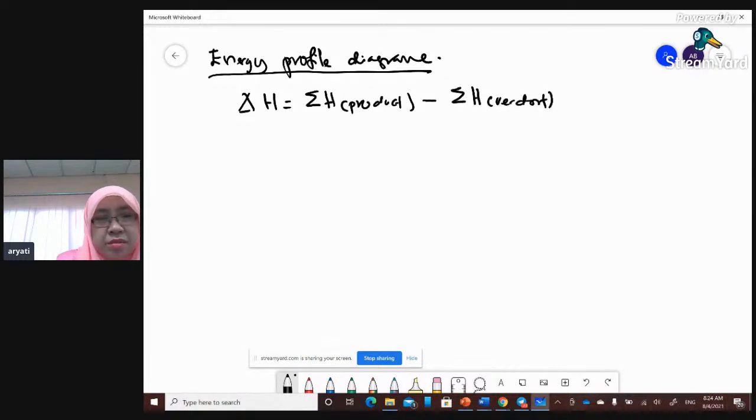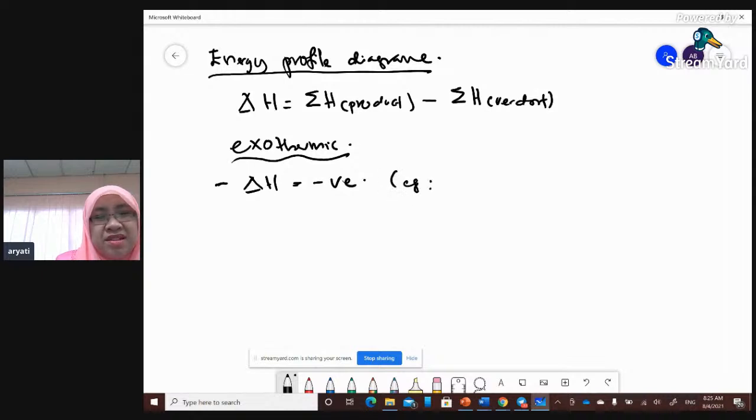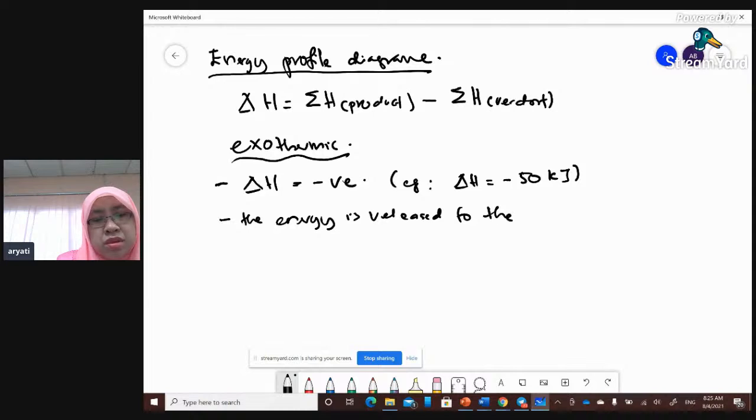Okay, so kita belajar dulu nak balas exothermic. Exothermic, ciri dia yang pertama ialah the value of delta H is negative. Okay, example, delta H is negative 50 kilojoule, contoh. So tindak balas exothermic maksudnya the energy is released to the surrounding.